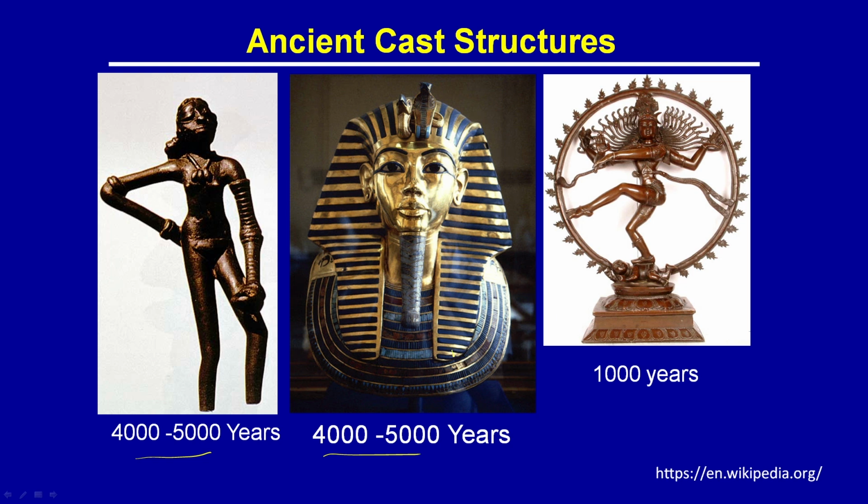Remember, this is pure gold. So, in those times, the people knew how to shape gold, and this one is a statue which is made by casting. The Nataraja statue is almost about 1000 years old. You can find a lot of things on Wikipedia, search it and find different kinds of statues made by this casting operation, or cast structures.